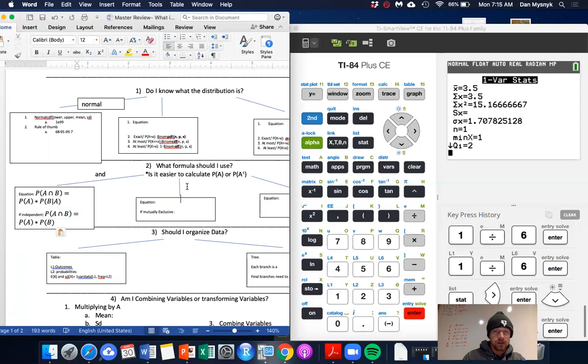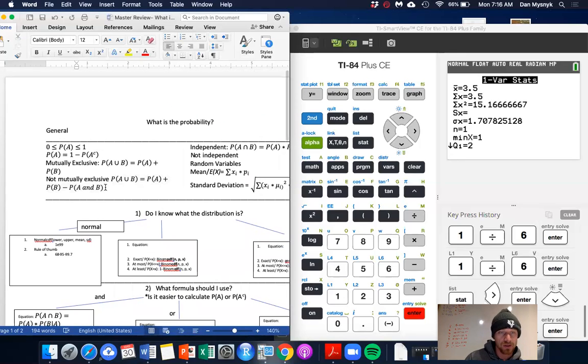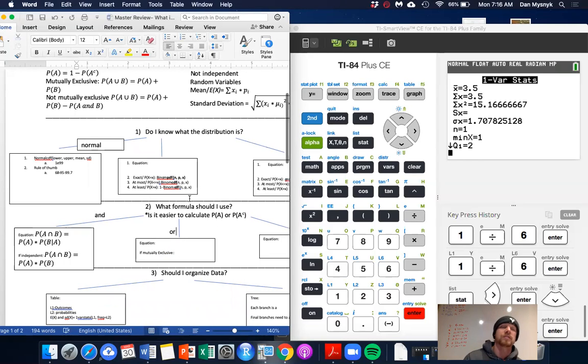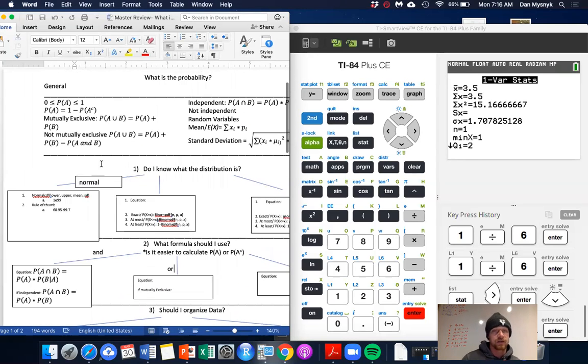A problem may also say or. If it says or, you're using this formula. Probability of A or B equals probability of A plus probability of B minus the probability that they both happen. If they are mutually exclusive, so if you know they can't happen together, A and B simply becomes 0. So this equation becomes probability of A plus probability of B.